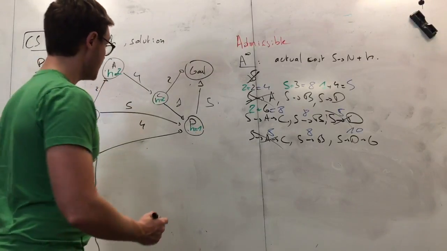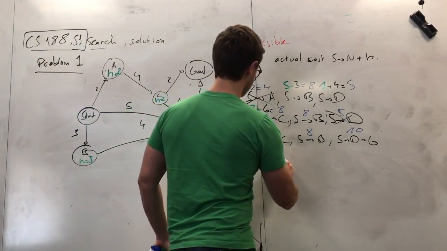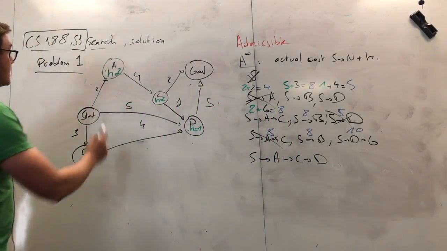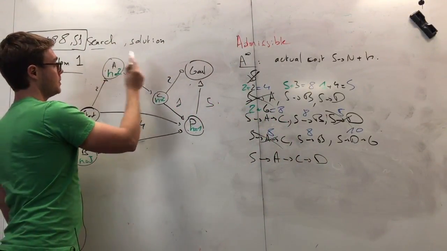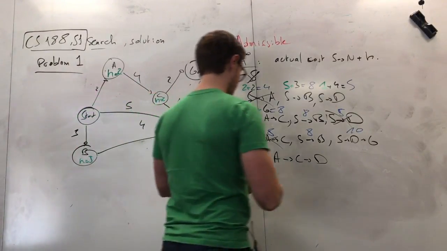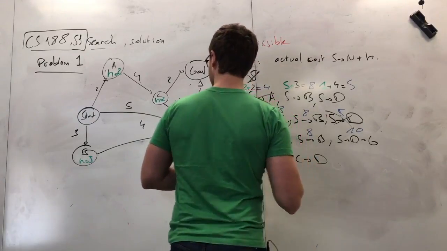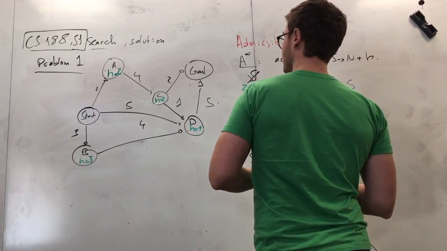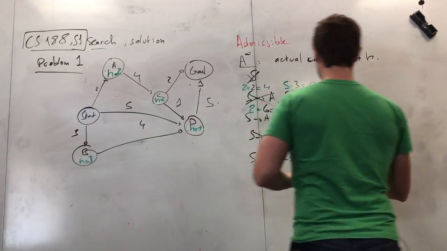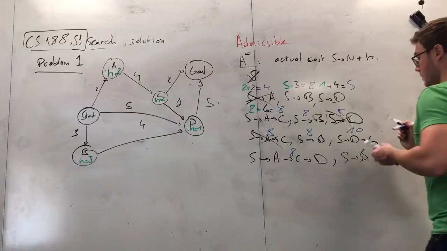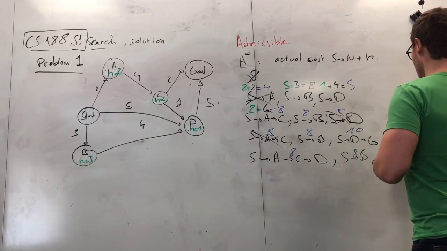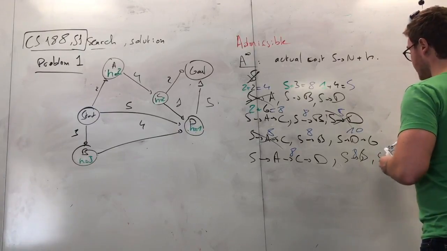From C, there are two possibilities. So we can go to D. And now the cost that we estimate, the lower bound we get is 2 plus 4 plus 1 plus the heuristic. So it's going to give us 8. And we still have S to B with the value of 8 and S to D to G with a value of 10.